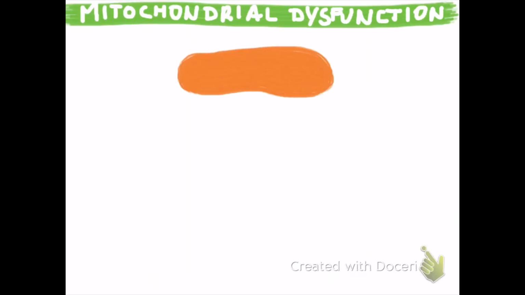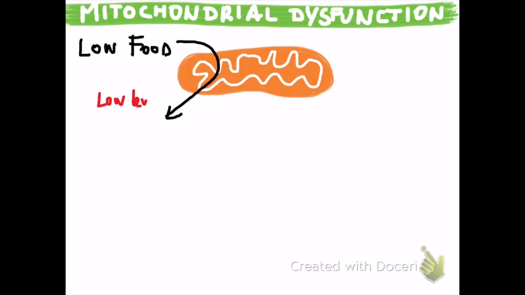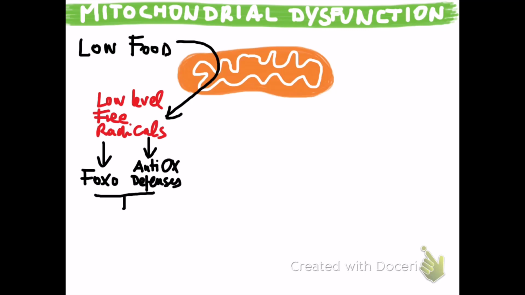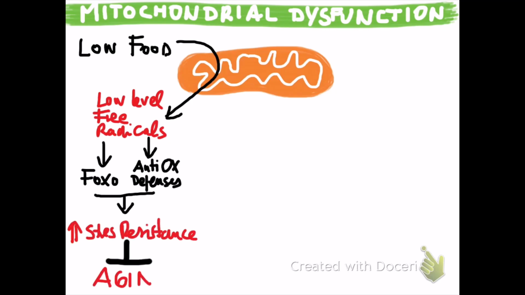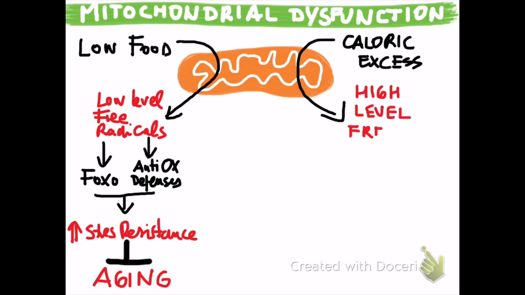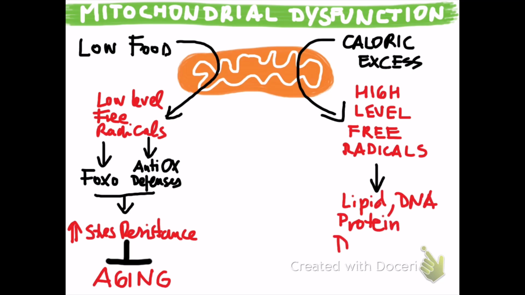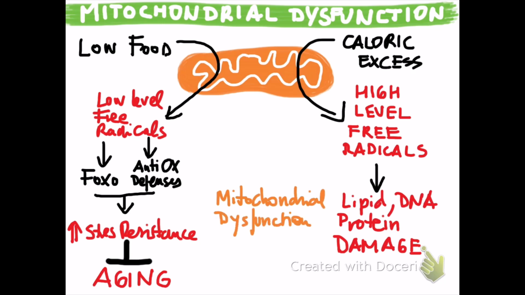Regarding mitochondrial dysfunction: under low nutrient conditions, mitochondria generate a metabolism that produces a low level of oxidative stress and activates antioxidant defenses that increase resistance to oxidative stress and block aging. An excess of nutrients induces a large number of free radicals, which are molecules that damage lipids, proteins, and DNA, leading to mitochondrial dysfunction that finally induces aging.